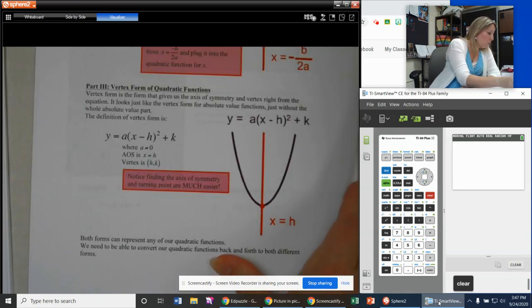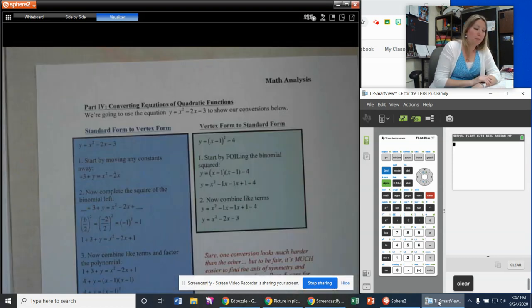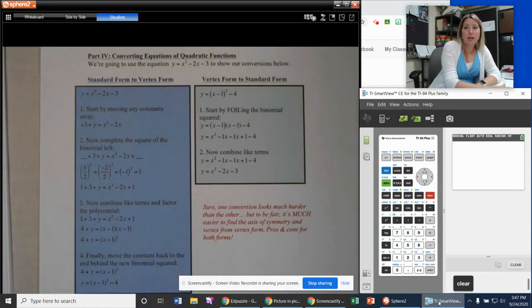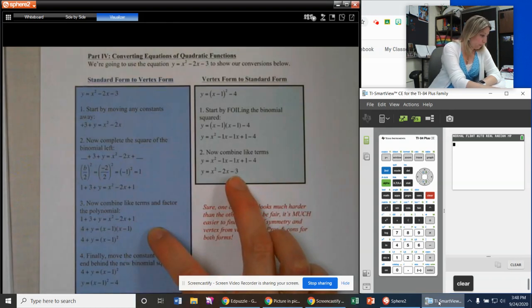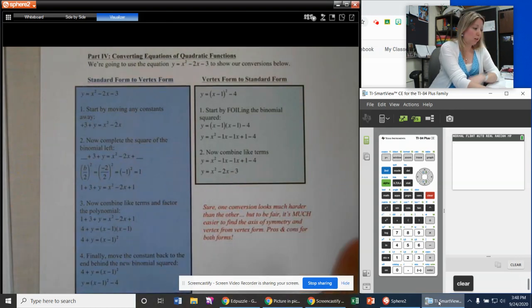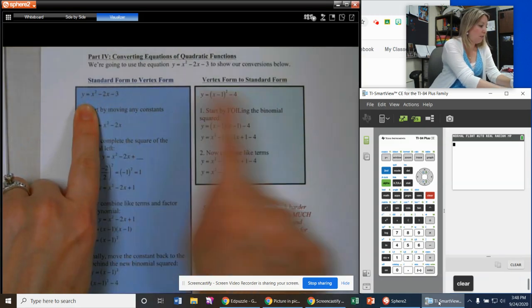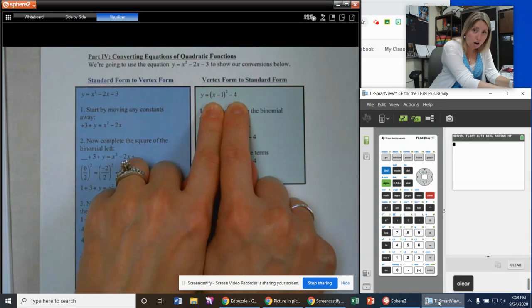Okay, today we're going to convert back and forth. This is something that you learned in Algebra 1. So while there will be a lot of algebra here, it is something that you have seen before. So we're just going to convert back and forth. And what I did here is I showed you the same function in both forms. Okay, this function and this function are the same.